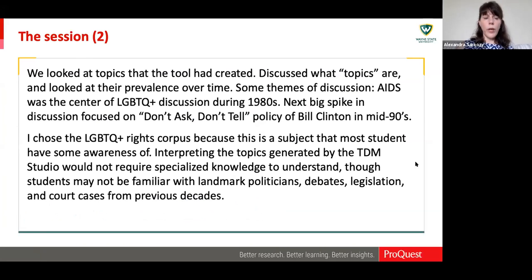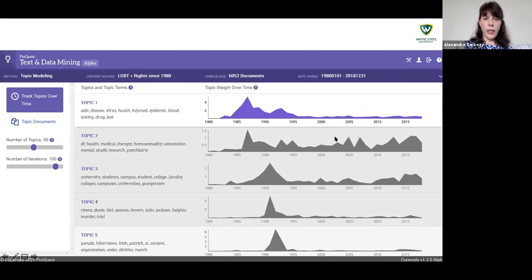So we went ahead and looked at the topics that the tool had created. And we discussed what the topics are, and we looked at their prevalence in the corpus over time. And I'm going to jump forward to my next screen, which is an actual screenshot of the topics generated. Now, the number of topics and the number of iterations are default settings, and I stuck with those, though those can change and can change the topics that appear and their importance and highlighting in the corpus.